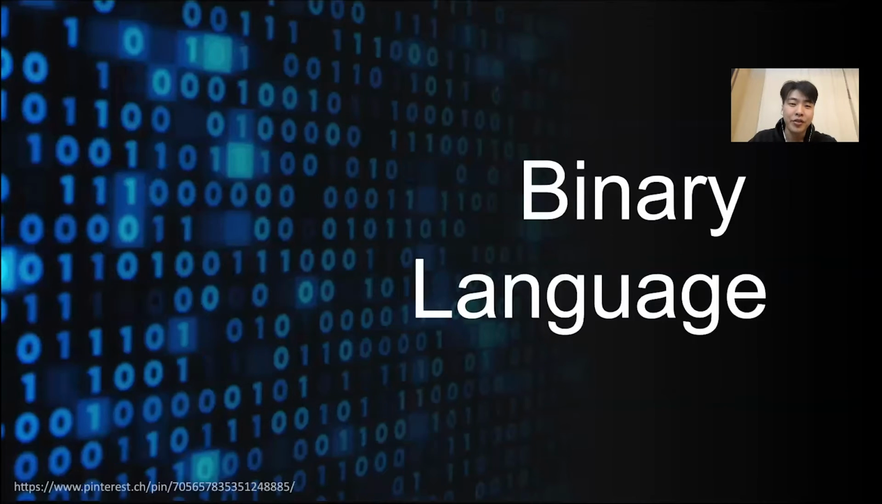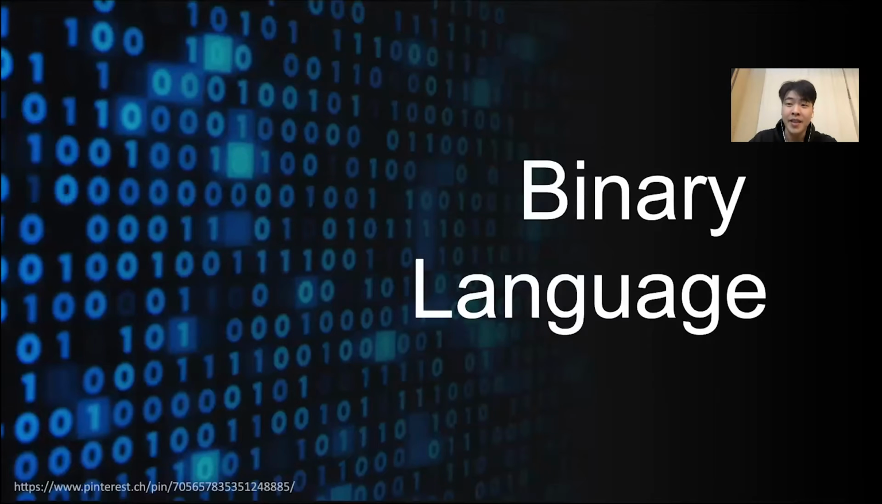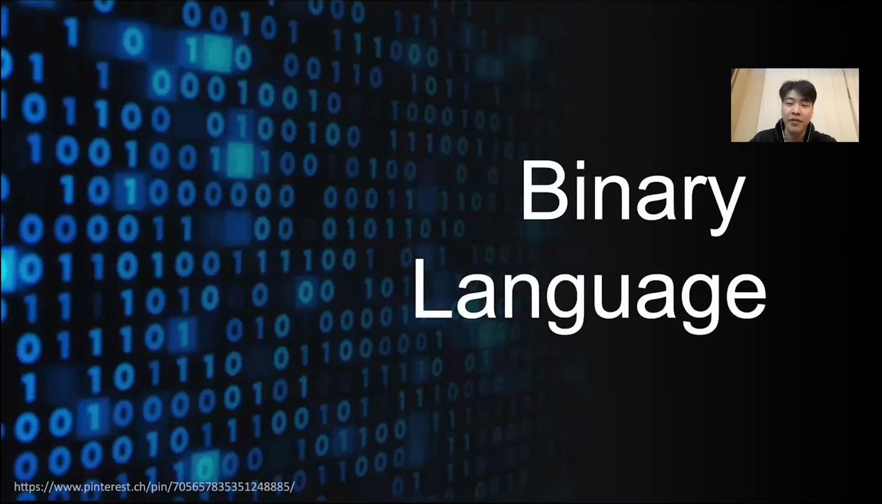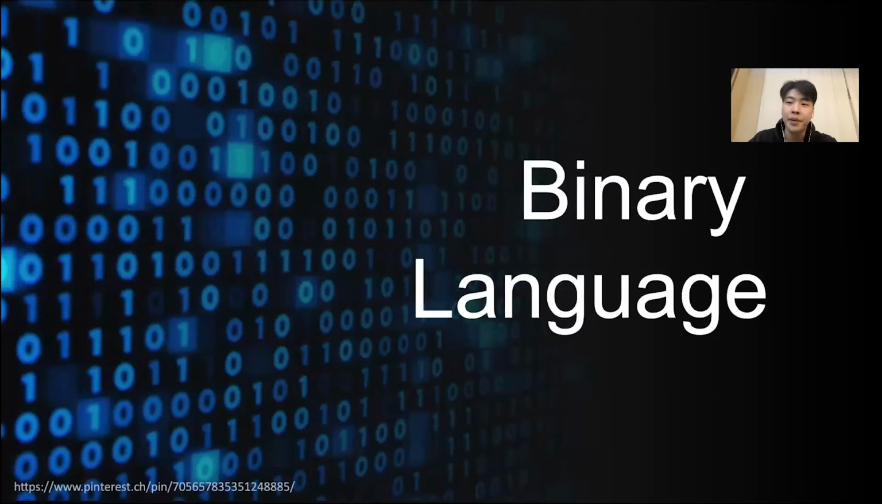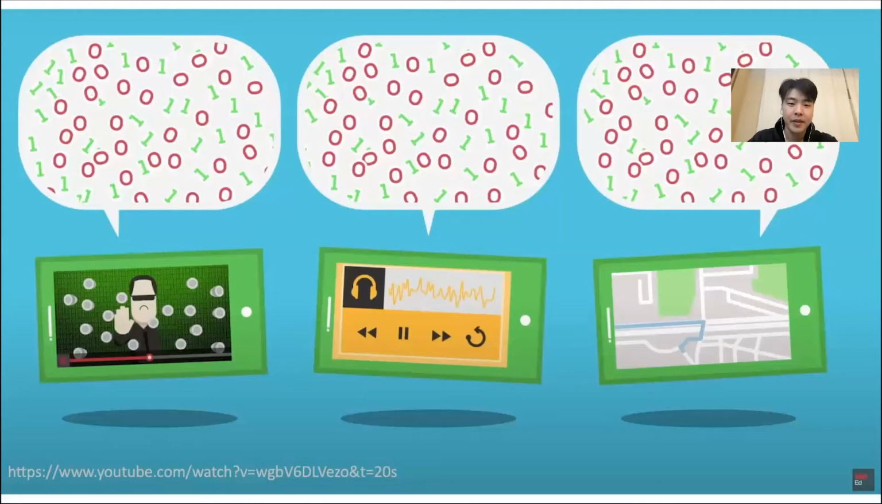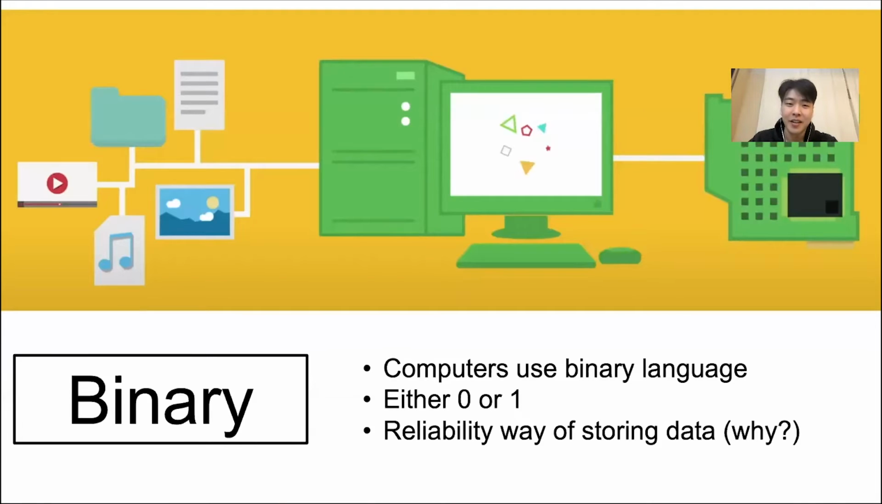So binary language. As you can see, you see a bunch of zeros and ones, and yes, that's binary. We might have covered it before, but today we're gonna go in a little bit more depth, okay? Think about videos, audios, or maps, or any documents you have seen on your phone, your computer. Now, all those are written in zeros and ones, okay? All of them. It's fascinating, right?